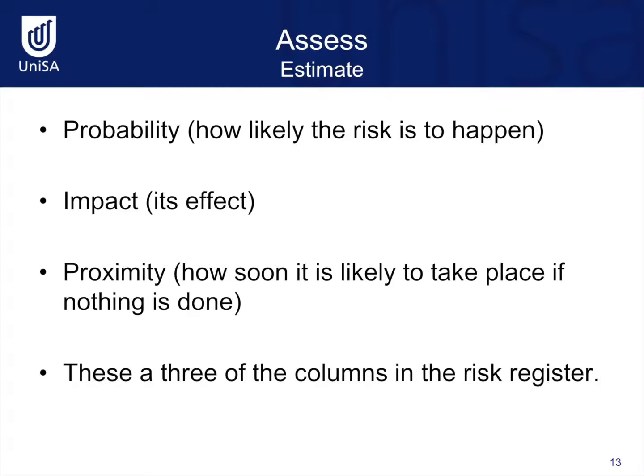Once we have identified the risks, we move on to assessing the risks. We need to determine the probability of how likely a risk is to happen, determine the impact or effect it will have on the project, and the proximity of the risk. In other words, how soon is the risk likely to take place if nothing is done? These are three of the columns that should be provided in the risk register.